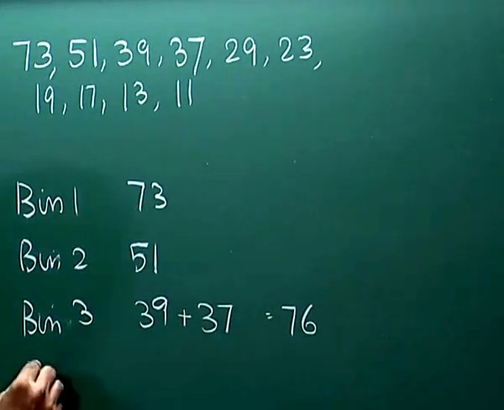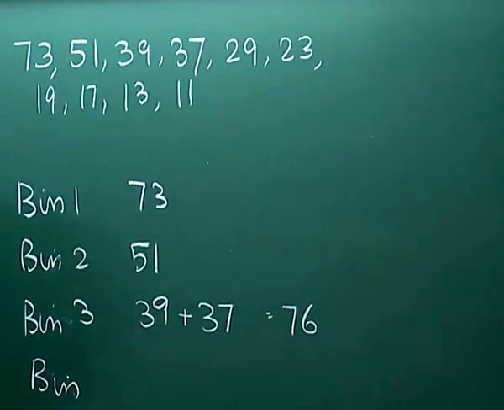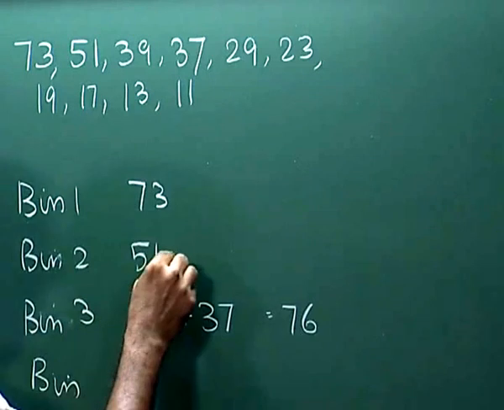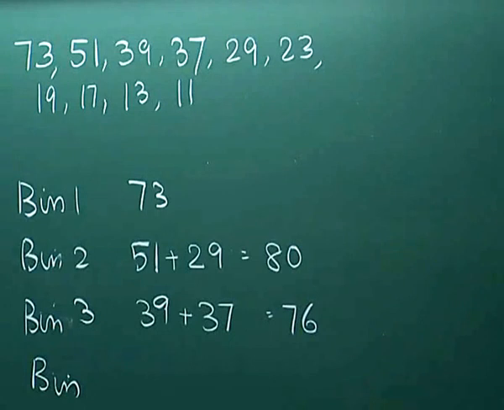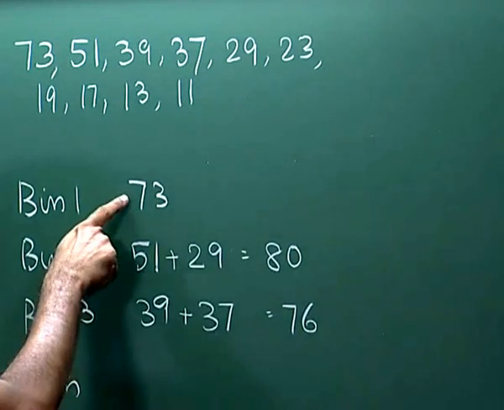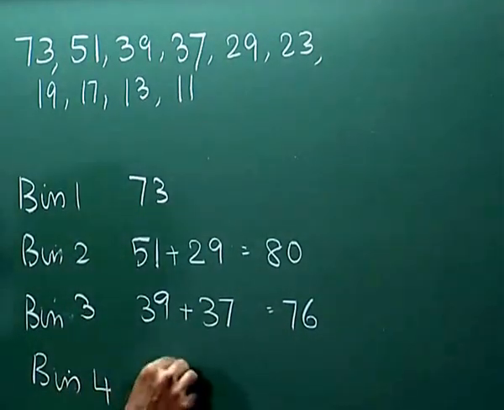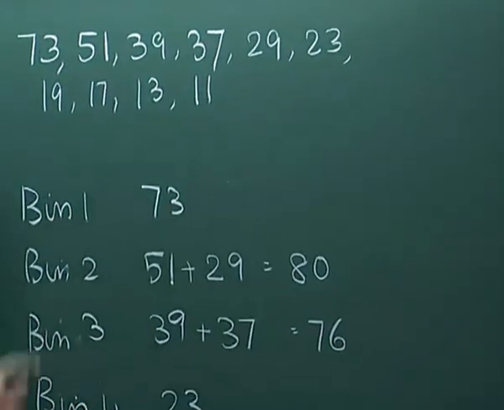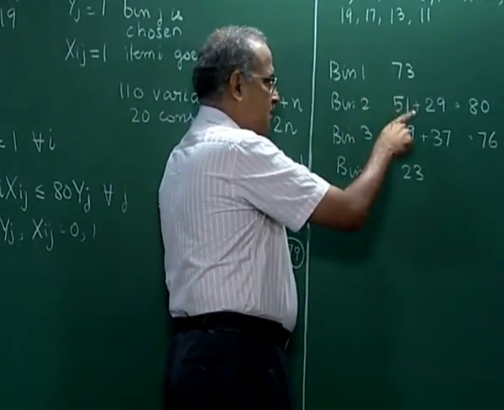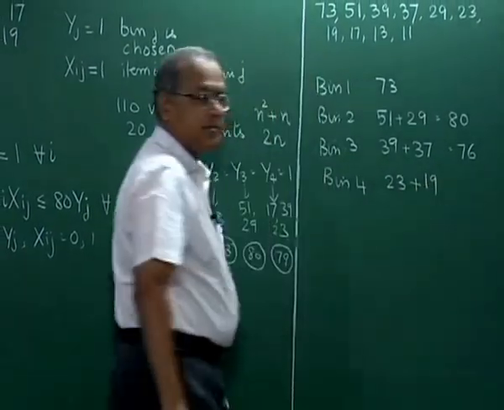Now, take the next item 29, see if it will go to this bin, it will not go, then try this bin. So, it fits in. 51 plus 29 is equal to 80. Now, look at the sixth item with 23, it will not go into this bin, it will not go into this, it will not go into this, create a fourth bin with 23. Now, take the next one 19, so 73 it will not go, again it will not go, again it will not go, so 23 plus 19.